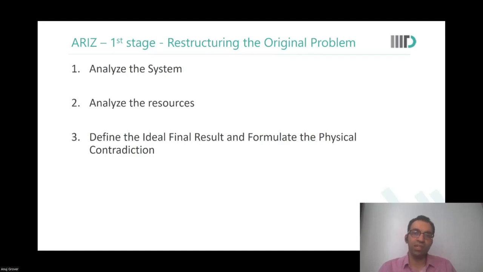So this is the first stage where you restructure the original problem, where you say that ideally, I do not want to do anything, but my problem should be solved. I do not want to incur any extra cost, but the problem is solved. That is what is the ideal solution. So that is what we formulate. How we will reach there, we do not know, but at least we formulate what is the real ideal final result that we are looking for when we are trying to solve this problem.